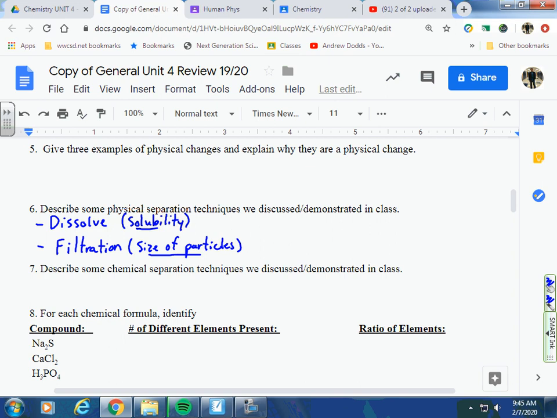We could do something called distillation. Okay, distillation means we're relying on different boiling points. So it's based on the boiling points of the substances. So maybe if I dissolved some salt in water and I had salt water and I wanted to separate them back off, I could boil out the water because it has a lower boiling point than salt. And if all the water escapes into the air, all that's left behind is the salt, and therefore I have separated them.